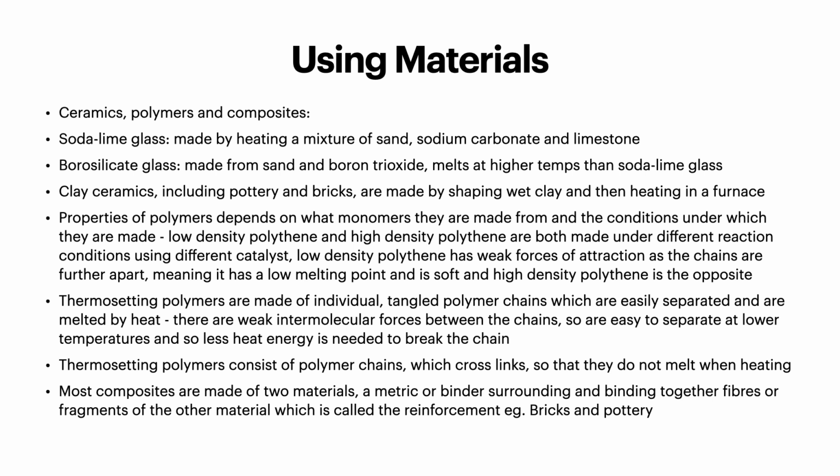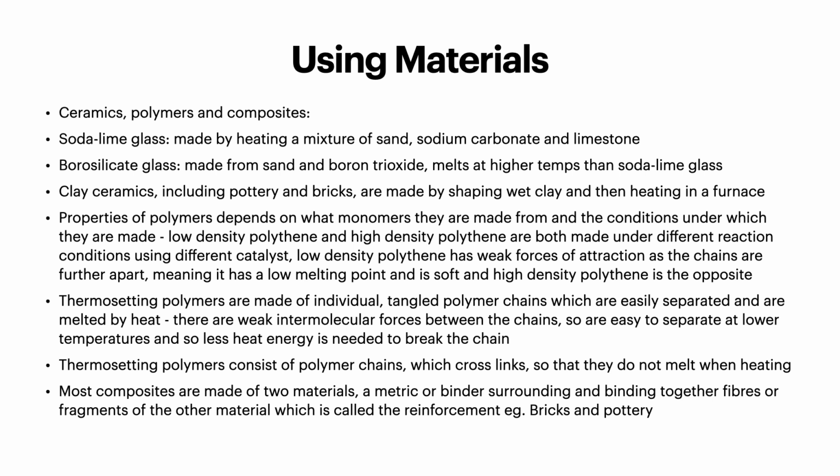Properties of polymers depend on what monomers they are made from and the conditions under which they are made. Low-density polythene and high-density polythene are both made under different reaction conditions using different catalysts. Low-density polythene has weak forces of attraction as the chains are further apart, meaning it has a low melting point and is soft, whereas high-density polythene has stronger forces of attraction as the chains are closer together, giving it a higher melting point and making it much more solid.